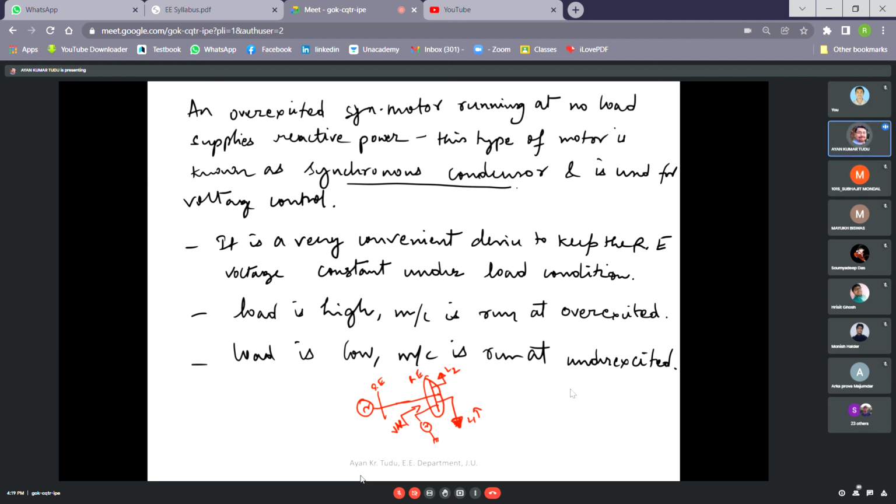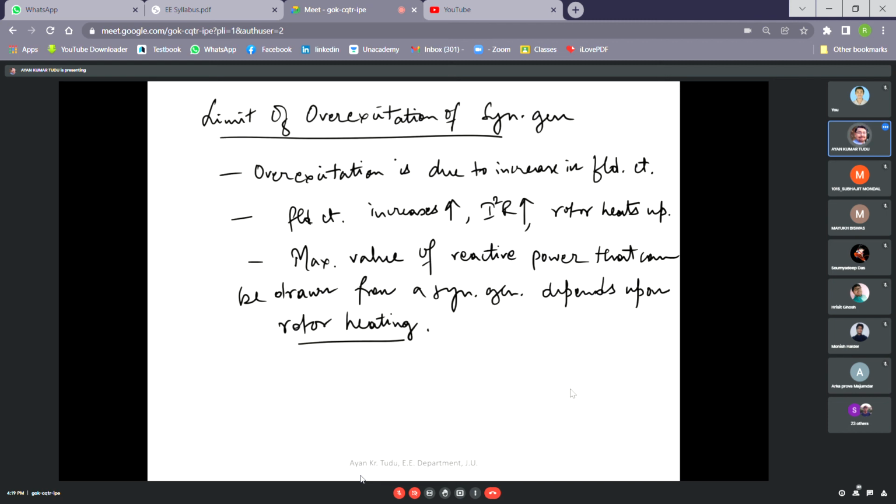So if the field current increases, can I let it increase as much as I like? The answer is no, because if the field current increases, what losses will increase in the field windings? I square R loss. So what will happen if I square R losses increase? The rotor heats up. So the maximum value of reactive power that can be supplied by the synchronous generator depends upon rotor heating.